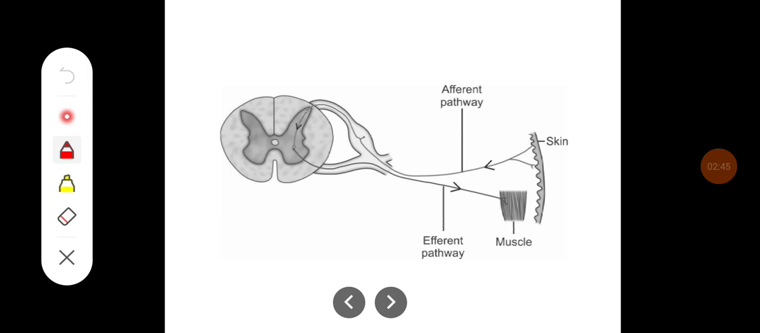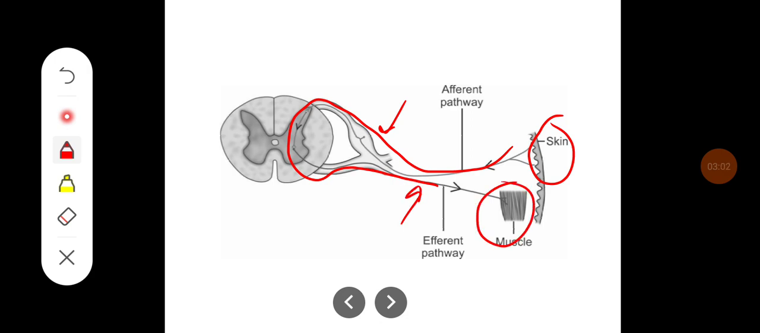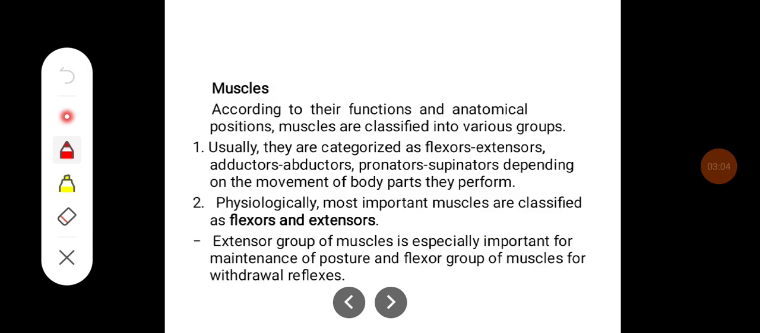This is another diagram of one segment, which includes the different receptors and the spinal neuron of that particular segment, the afferent as well as efferent pathways, then the muscles which are involved in that segment.